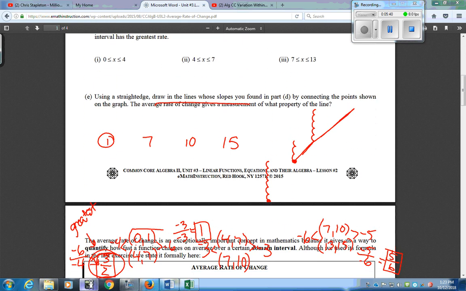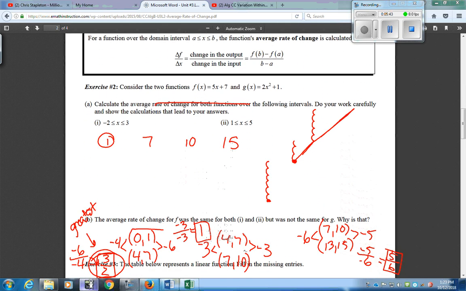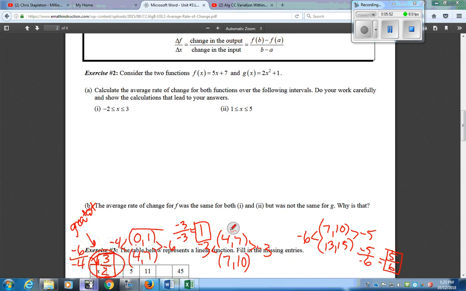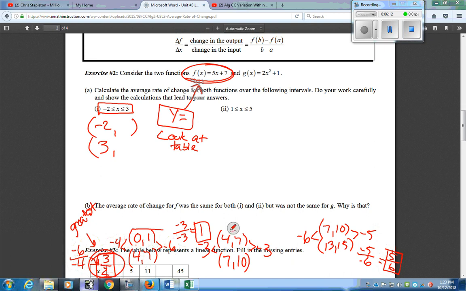As you look at some of the examples, like on the back for exercise 2, when they give you the intervals for, let's say, negative 2 to 3, and they give you an equation like this one here, you're going to want to take this equation, go to y equals, and look at the table for those points. For this, you're going to have 2 points. You'll have negative 2 and its y value, and then 3 and its y value. You find these y values by looking at the table for whatever function you're working on.